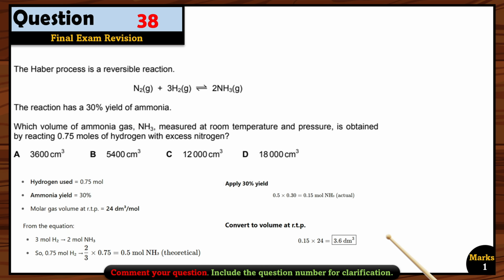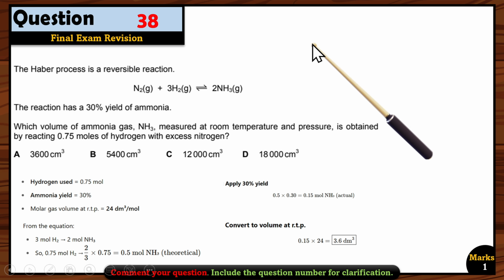Question 38. The Haber process is a reversible reaction. Okay, the reaction has 30% yield of ammonia. Which volume of ammonia gas, measured at room temperature and pressure, is obtained by reacting 0.75 moles of hydrogen with excess nitrogen? So a lot of information has been given over here.